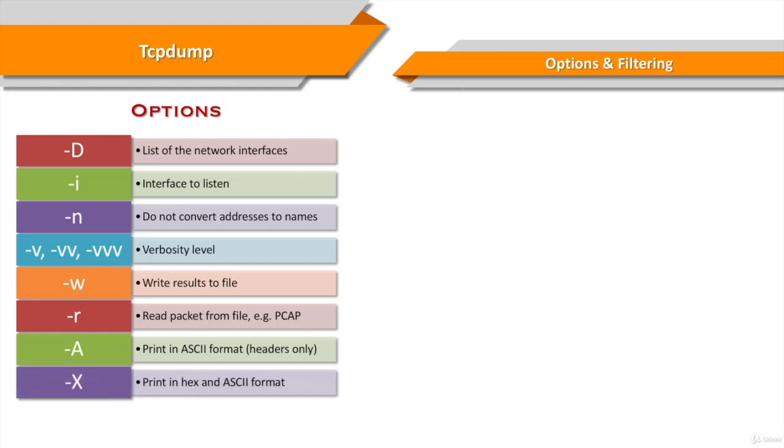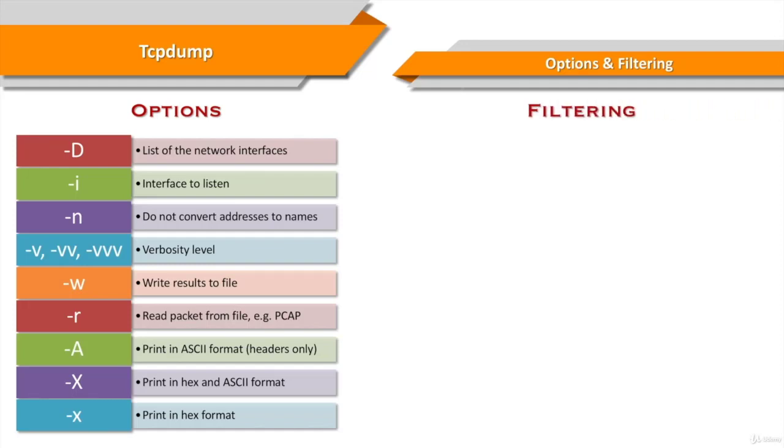-A prints each packet in ASCII, handy for capturing web pages. When parsing and printing, in addition to printing the headers of each packet, capital -X prints the data of each packet in hex and ASCII. This is very handy for analyzing new protocols. So if you use the -X option, the data of each packet is printed in hex.